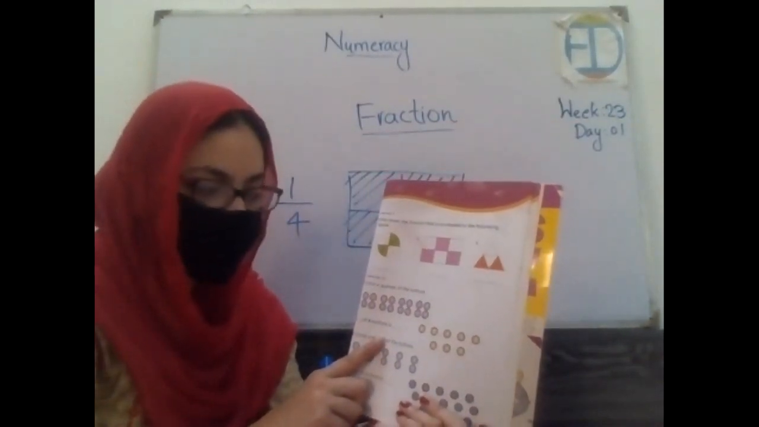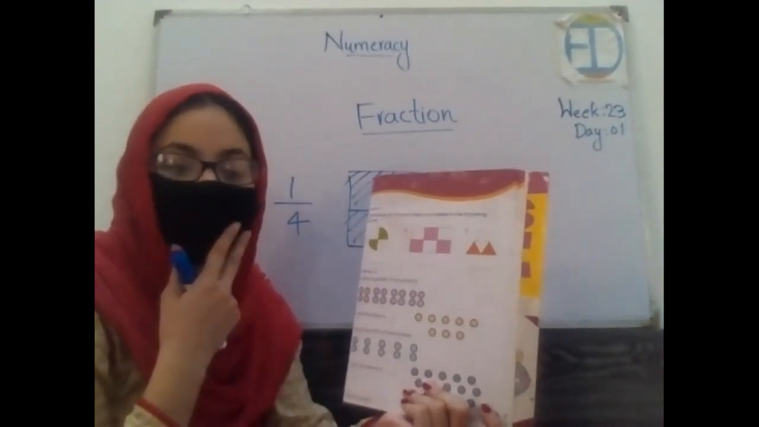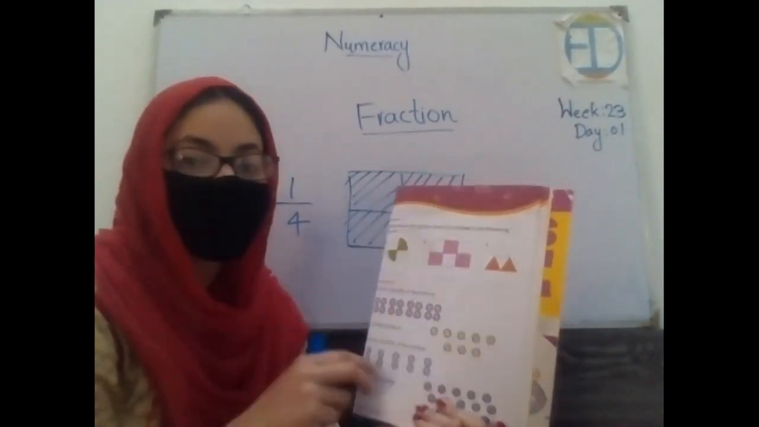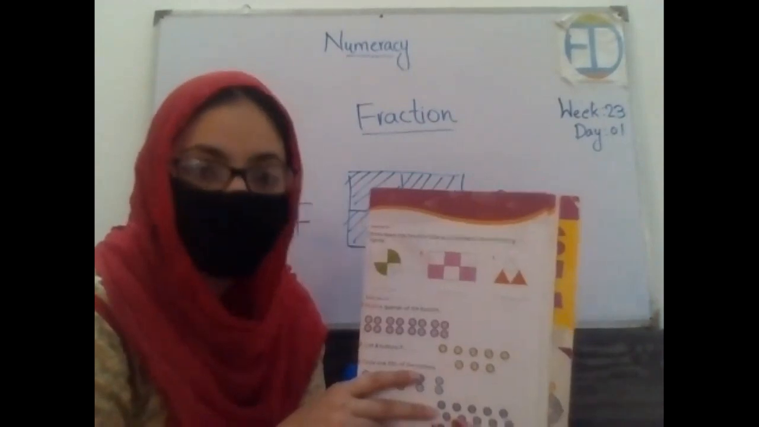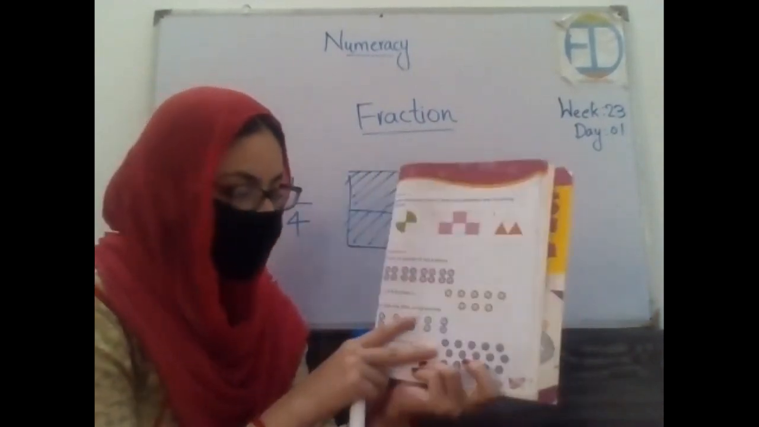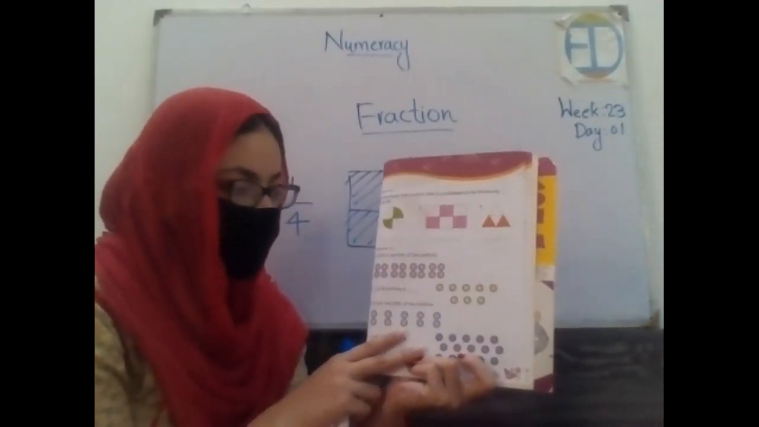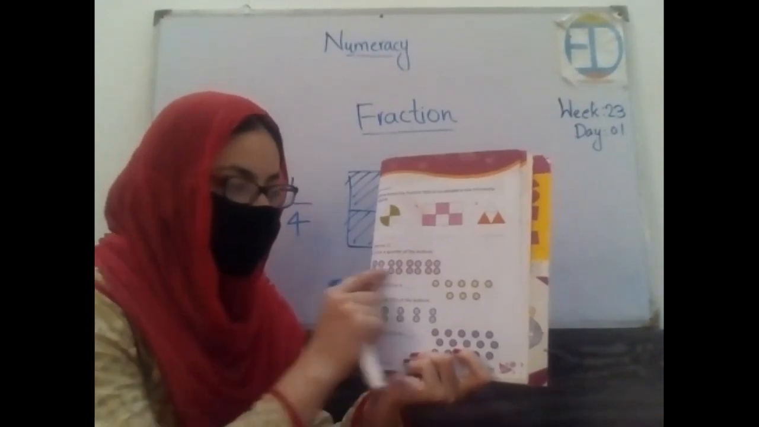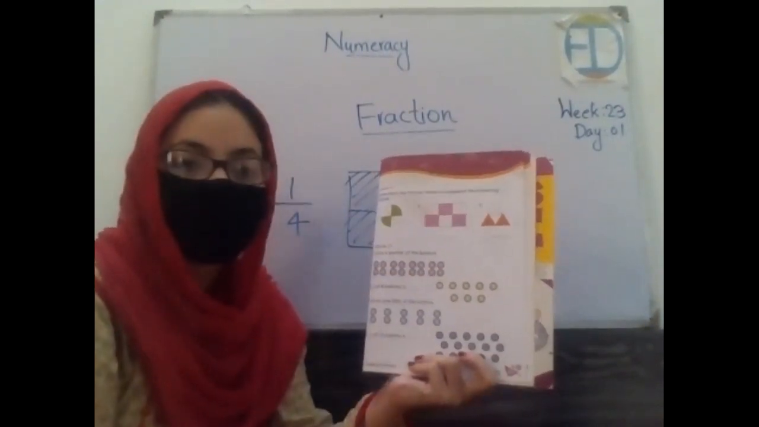It says circle a quarter of the buttons. Now, in the video, we have just learned that quarter means 1/4, right? If you are supposed to circle 1/4 of the buttons, count them together and then divide them into 4.